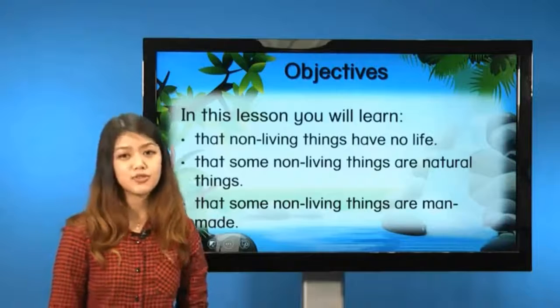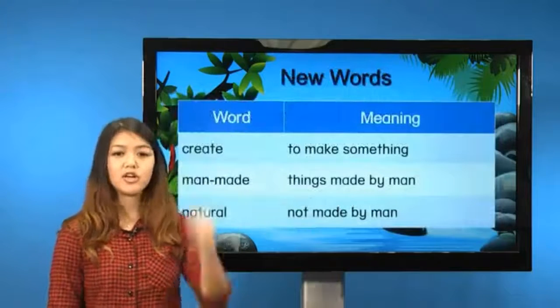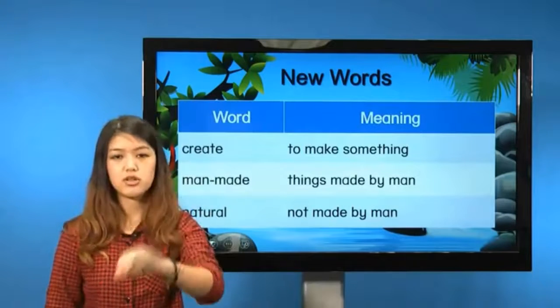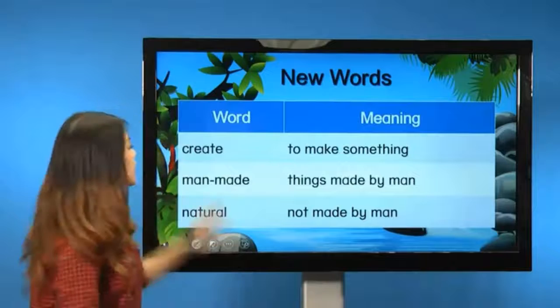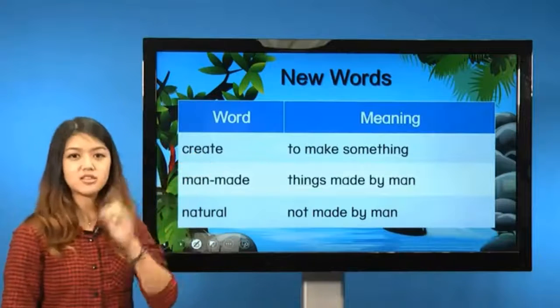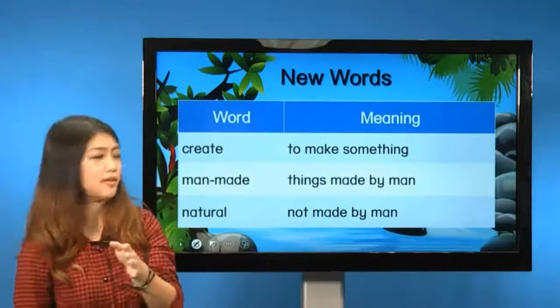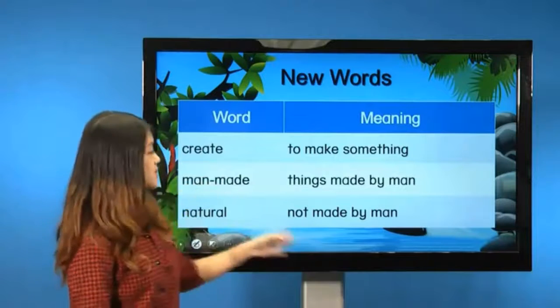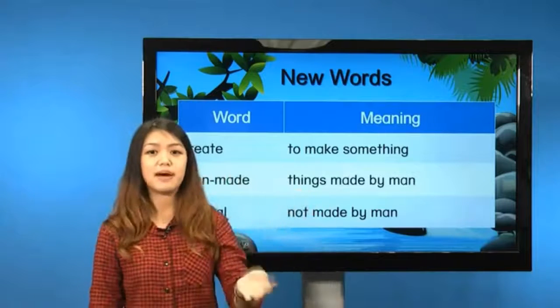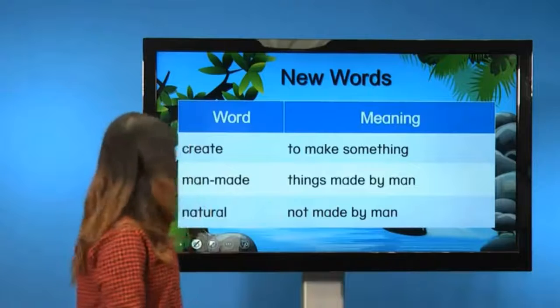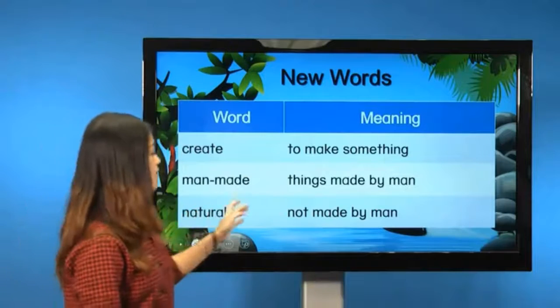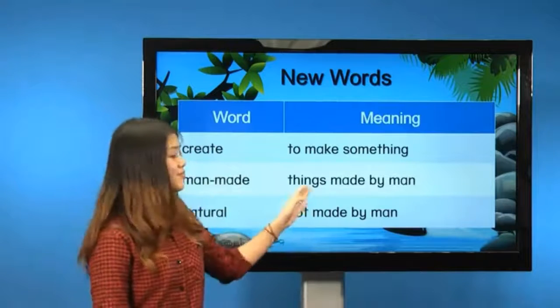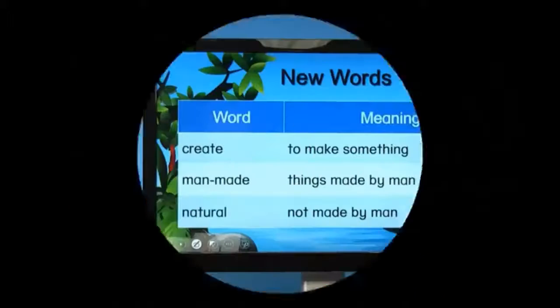So before we start, we have 3 new words. The first one is create. Create means to make something. The second one is man-made. Man-made means things made by men. The third one is natural. Natural means not made by men.